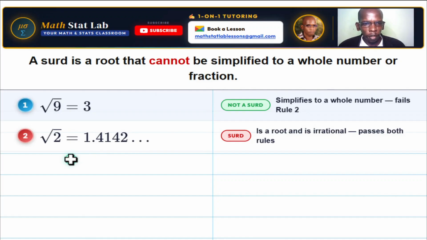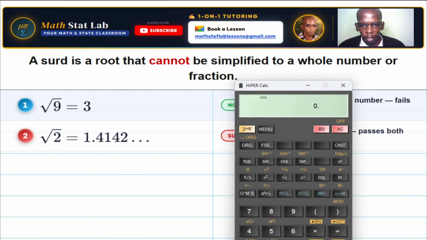What about a value like the root of 2? If you take the square root of 2 directly from the calculator, it becomes 1.4142 and then goes on without any specific pattern. Therefore, the root of 2 cannot be written as a fraction, neither can you write it as a whole number, and therefore the root of 2 is a surd. There are two rules you need to check before you ascertain a value as a surd.